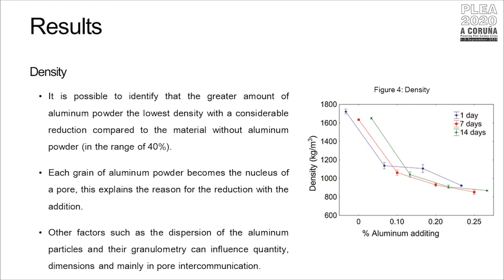Each grain of aluminum powder becomes the nucleus of a pore. This explains the reason for the density reduction with the addition of aluminum powder. However, other factors such as the dispersion of the aluminum particles and their granulometry can influence quantity, dimensions, and mainly pore intercommunication.